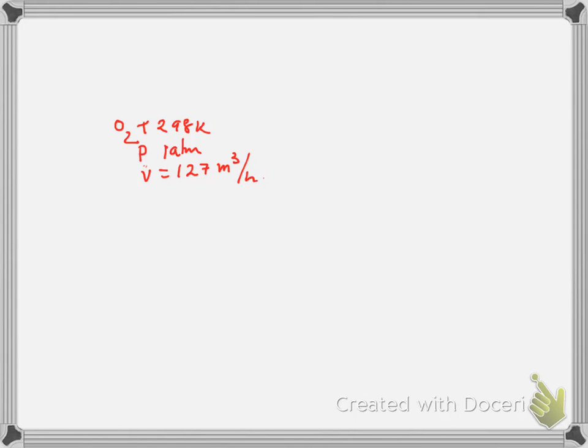TR, PR. Okay, let's calculate. This will be T over TC. So T is the outlet temperature. It's coming out at 358, divided by the TC for oxygen. TC for oxygen, we go back here.